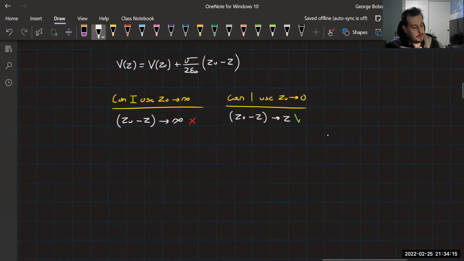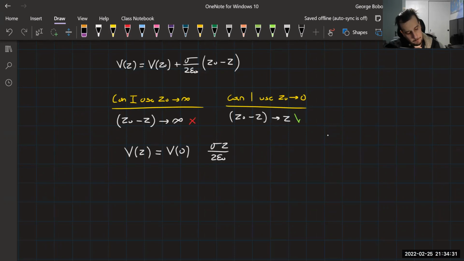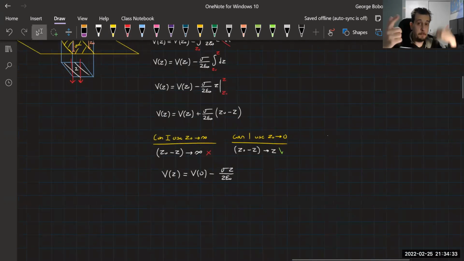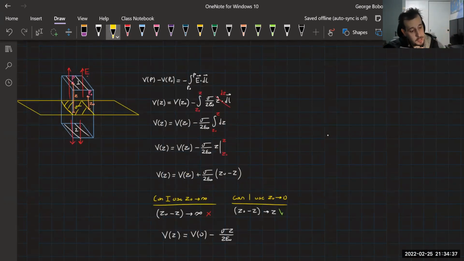So that means we can go and write this as this. In this case, it would have been negative sigma Z over 2 epsilon naught, like that. But if you approached it from below, right? If you did the potential, this is like for Z greater than 0, I suppose.